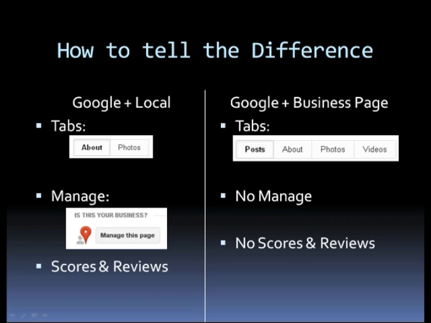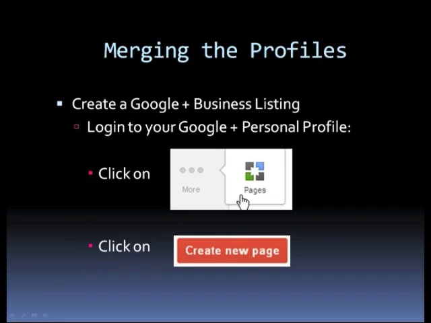Now when these pages are combined, they're going to appear verified. So visitors will know that these are official business listings. And number 2, they're going to be merged. So you actually will have scores and reviews along with your posts, along with your videos. And that's the whole reason Google's doing this. So let's go ahead and figure out a step-by-step process of how we're going to merge our profiles.